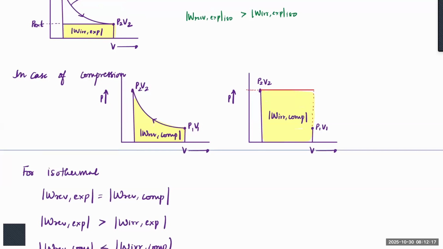But if it is irreversible, you started with this point, you reach this point. There is no graph, but the final pressure is equal to the external pressure. So this is the final pressure, multiplied by the difference in the volume here, that covers the area under this graph, which is the irreversible work.